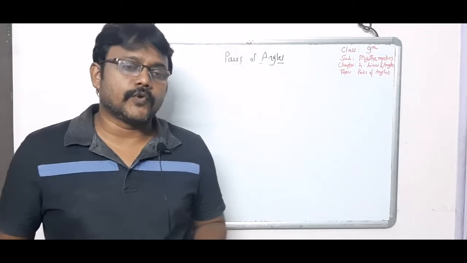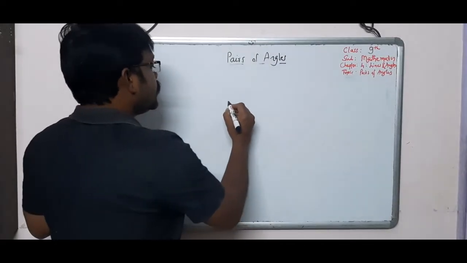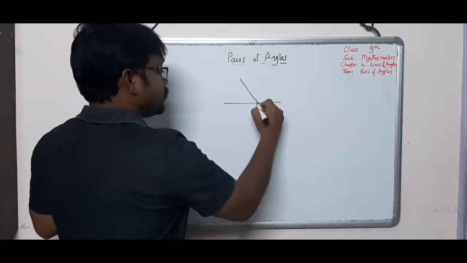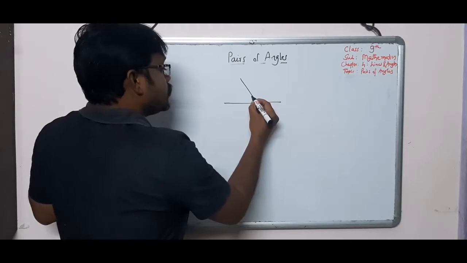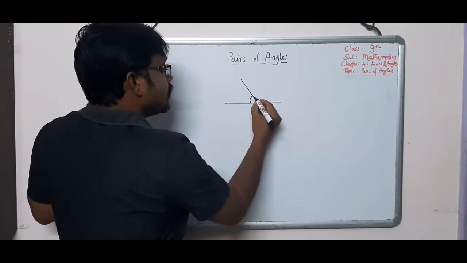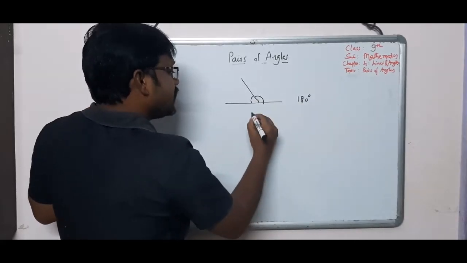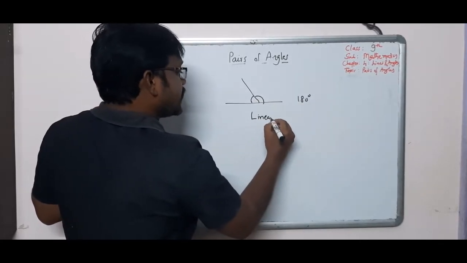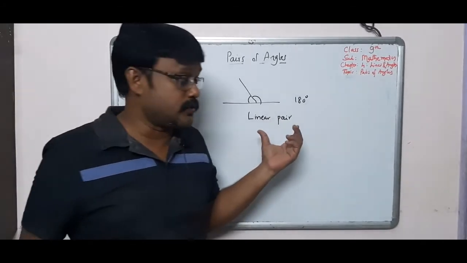Let me introduce you one more pair. See here, suppose two angles are adjacent. What we have learnt in the previous slide, two adjacent angles, and if their sum is 180 degrees, then such pair is known as a linear pair. What is this? Linear pair. One more pair I introduced to you, linear pair.